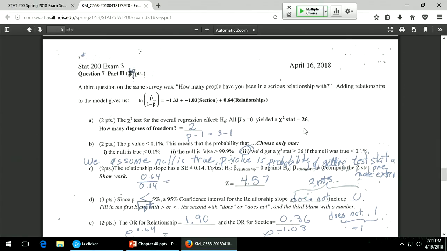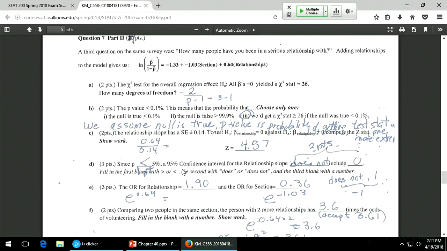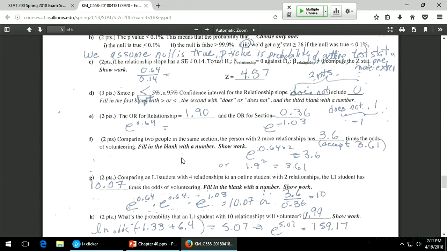It's just like our justice system in some ways. You assume the person's innocent. And then you say, if the person was innocent, what's the likelihood we'd see this much evidence against him or her? So that's very important to learn. And let's see what else.